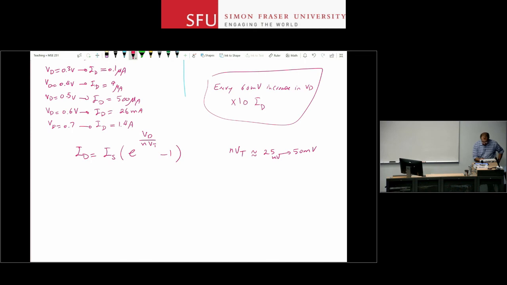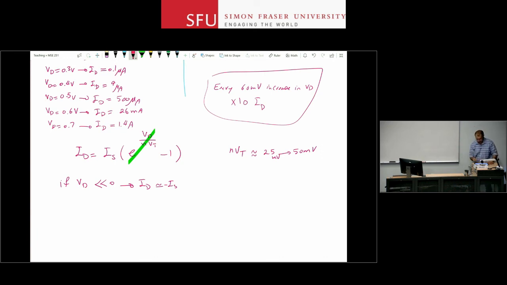If VD is much smaller than, let's say, 0 or negative NVT, so let's say it's minus 1, minus 2, minus 3, then the first term here will be e to the minus 20, e to the minus 40, e to the minus 30, something like that. So that term will be very close to 0. And you can show that ID is essentially equal to minus IS.